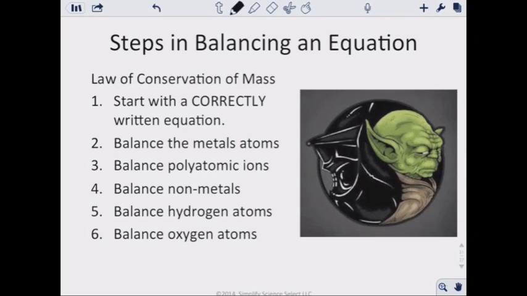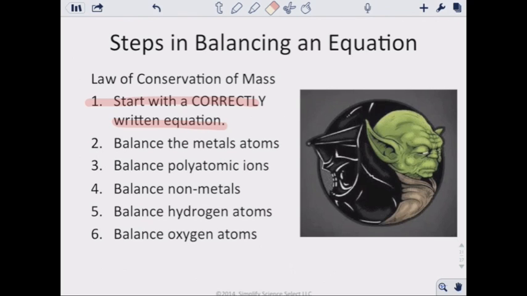So, the steps in balancing an equation, and this is in general. Sometimes you just got to look at it and go, okay, let's go backwards and fix something and everything else. But in general, if you need a place to start, this is a good place to start. Number one, and this is probably the most important thing out of all of them, start and write a correctly written chemical equation. If you don't start with a correctly written chemical equation, meaning all of the symbols written out, so we have our NaCl as sodium chloride. If we accidentally put it as NaCl2, big deal, it's not going to work out. So we have to start with a correctly written equation.